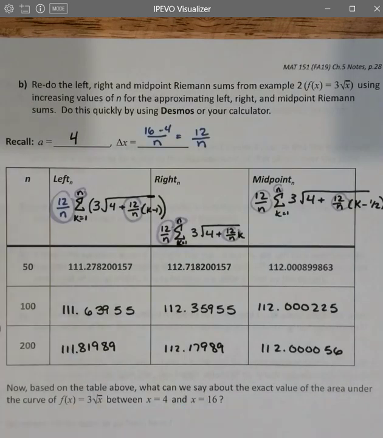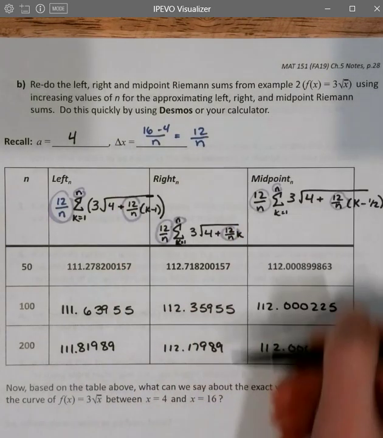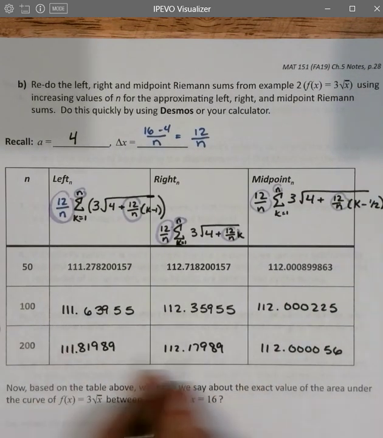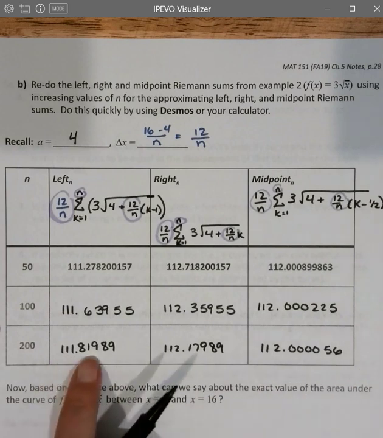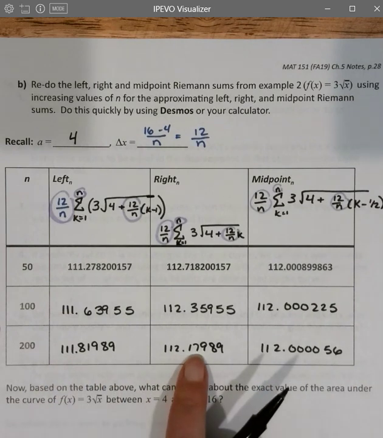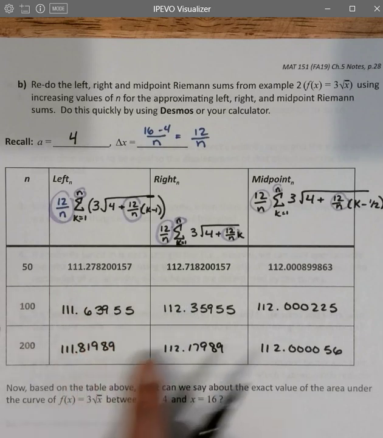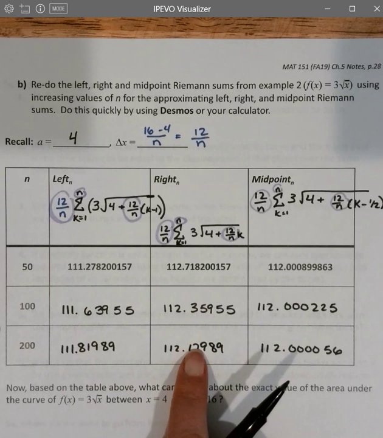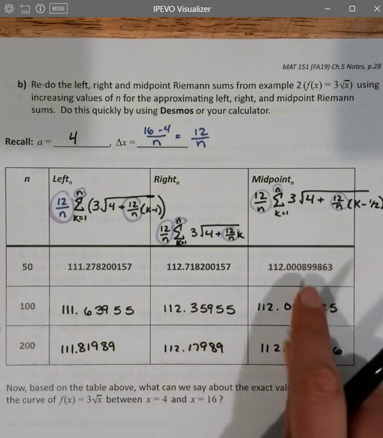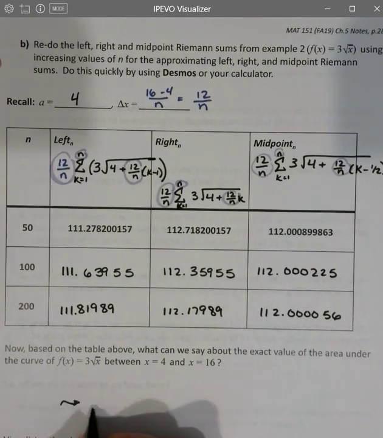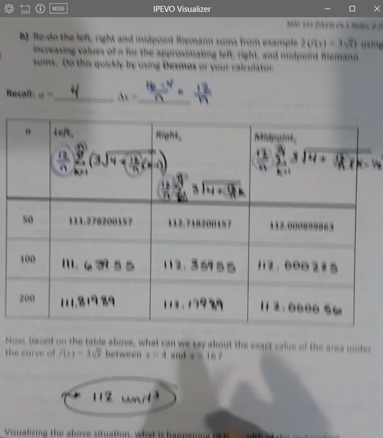Okay, so we've got these filled in. It doesn't matter if I'm looking at the left, the right, the mid, they're all getting closer to 112. So 111.8 gets close to 112, 112.1. The left ones are increasing. They were all underestimates, remember? The right ones are decreasing. They were all overestimates. And the midpoint had a little under and a little over. So based on the table, we think that the exact value of that area is probably going to be 112 square units. And so we're just watching the pattern.